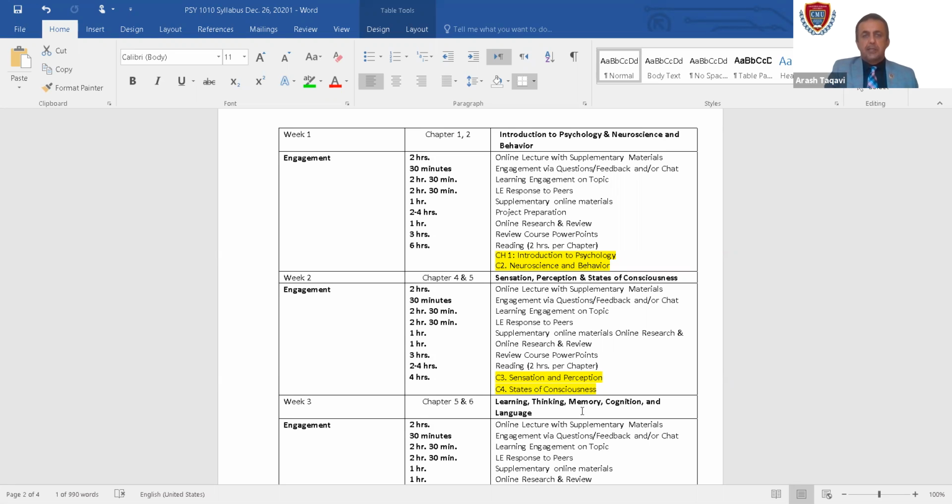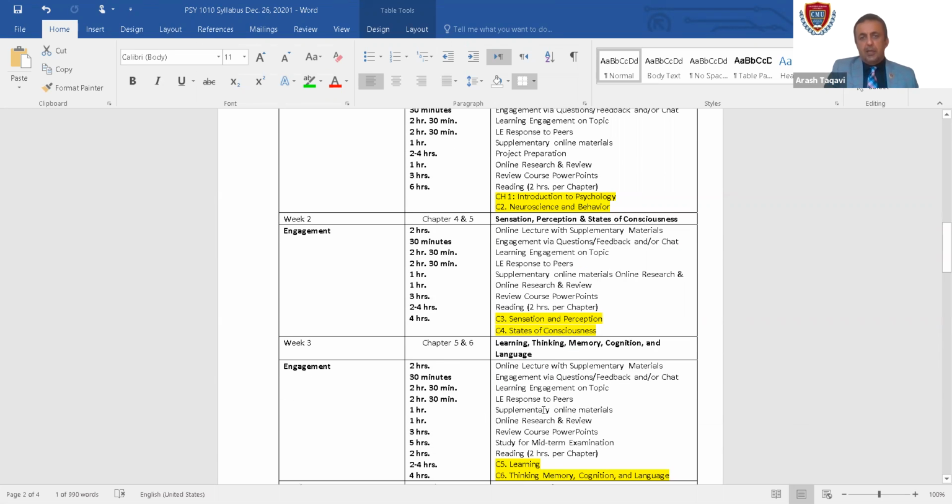The other part is about states of consciousness. It's a very new topic in psychology. The experience of altered states of consciousness is a very old topic, but scientific investigation about the states of consciousness is relatively new, from the second half of the 20th century.